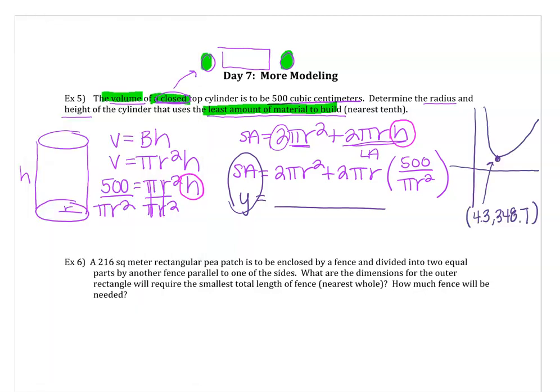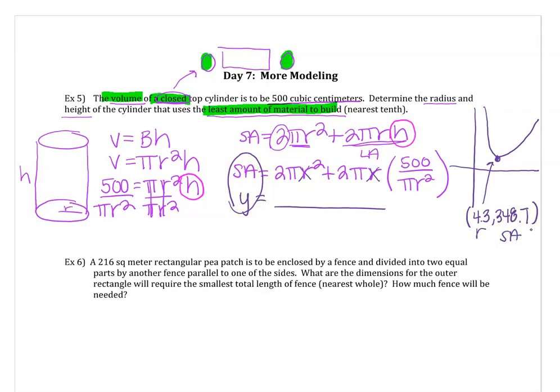Okay. So 4.3 was my x, but keep in mind that when I plugged this into my calculator, I did pi x squared plus 2 pi x. So x is really representing the radius here. And as I said over on this side, y is representing our surface area.